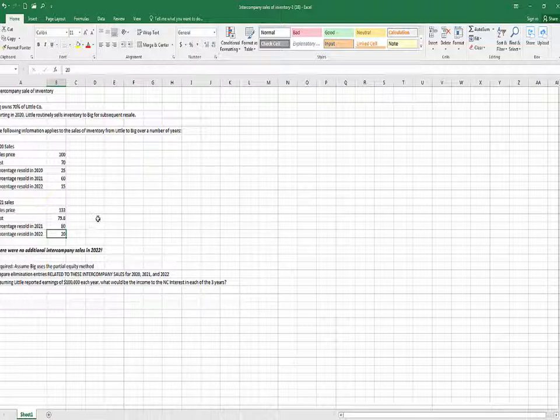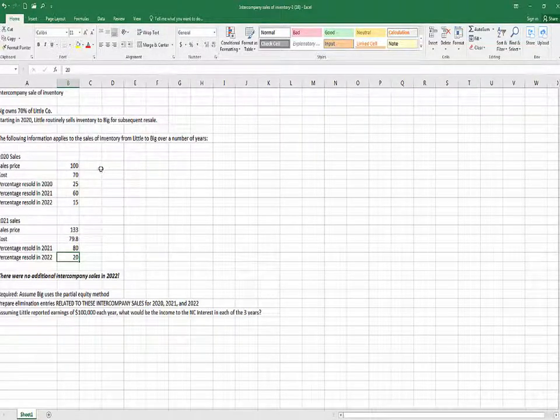Assume Big uses the partial equity method. We need to go ahead and record our elimination entries for 2020, 2021, and 2022. And also, assuming Little reports earnings of $100,000 each year, what would be the income to the non-controlling shareholders in each year?